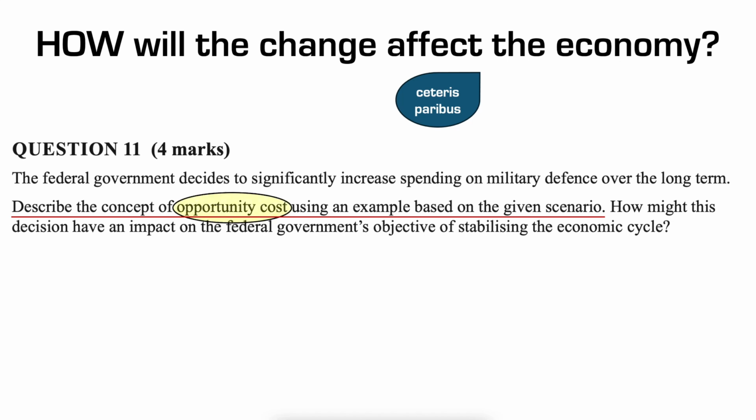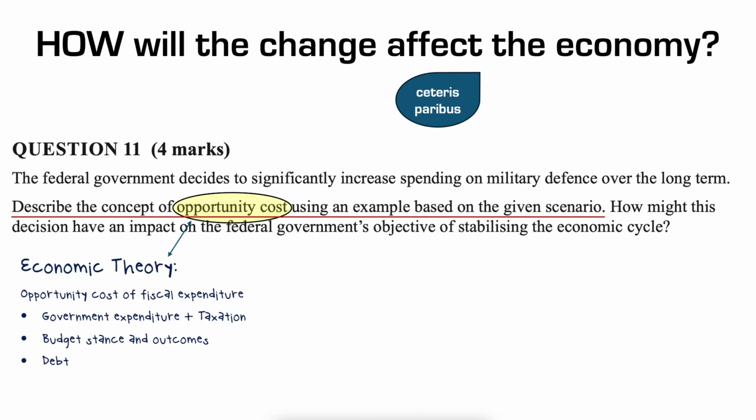In how the change will affect the economy, we have to start thinking now about the opportunity cost and trade-offs that would occur with an increase in spending by the government. Economic theory helps us to unpack some of this. We can think about some opportunity costs of fiscal expenditure generally, what the effects are on government expenditure, and potentially what they might have to do with taxation, how that increase in spending will affect the budget stance and the budget outcomes.